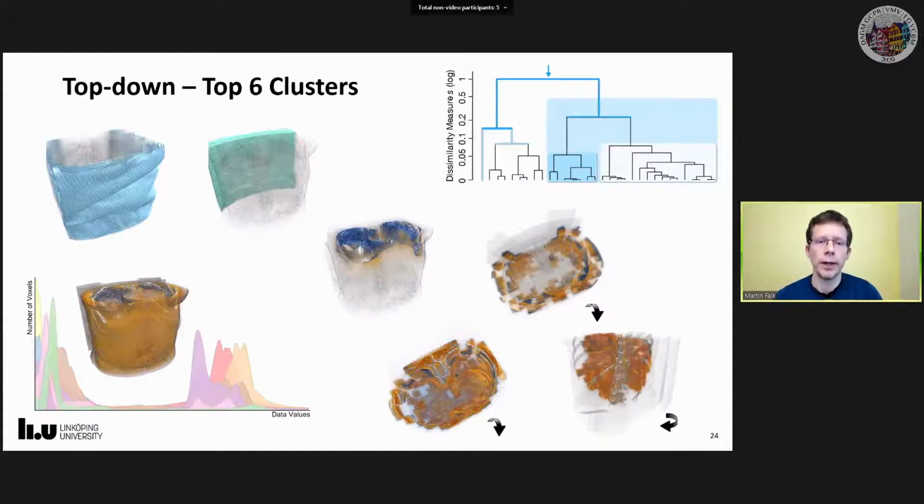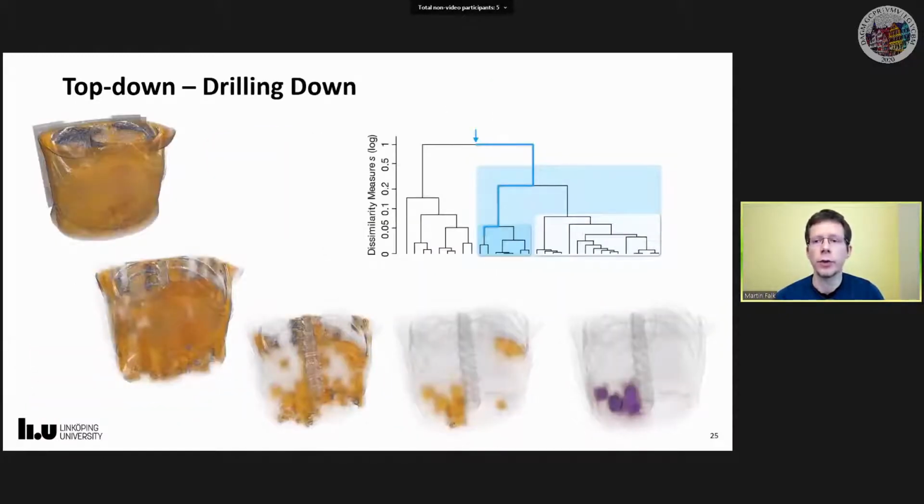Once we have then identified a suitable cluster candidate, we can then traverse the hierarchy down and drill down and also follow down the cluster hierarchy, and then also end up in this case with the tumor candidates.